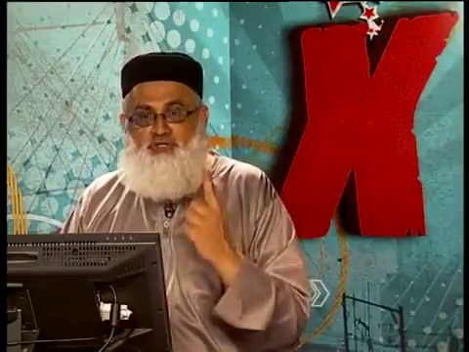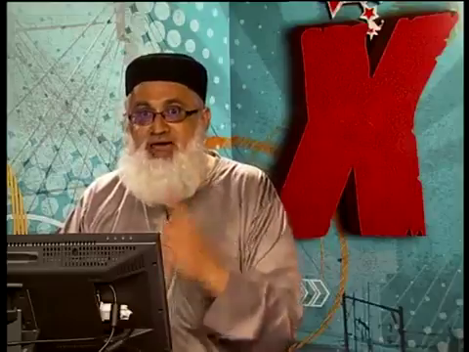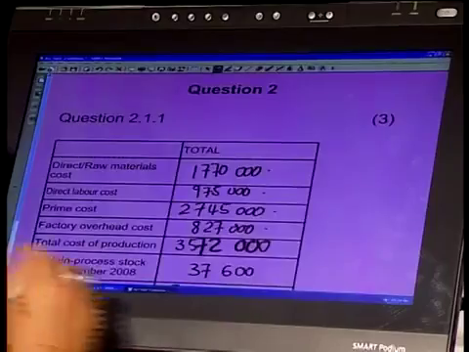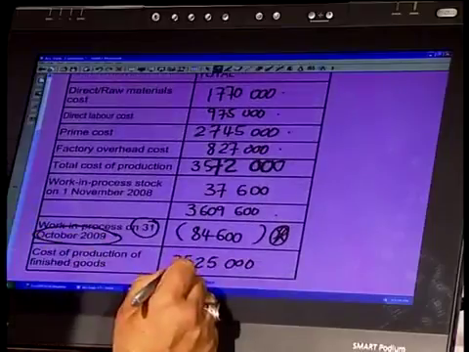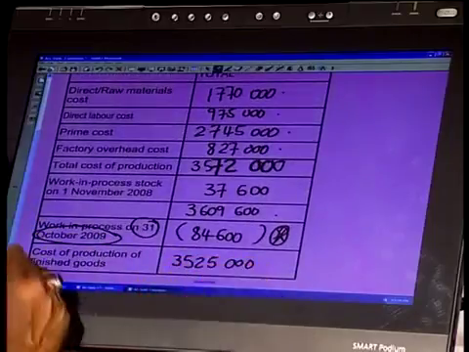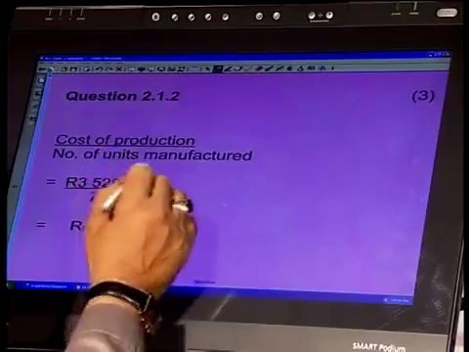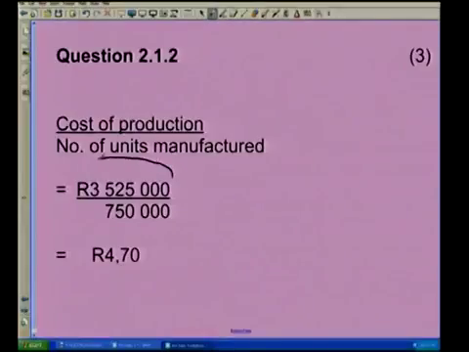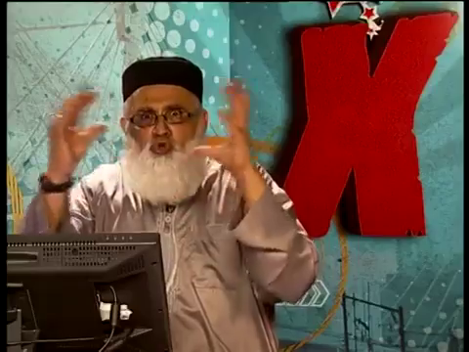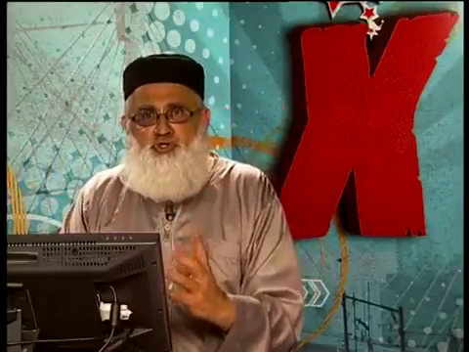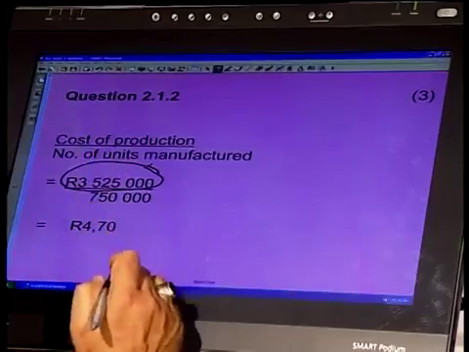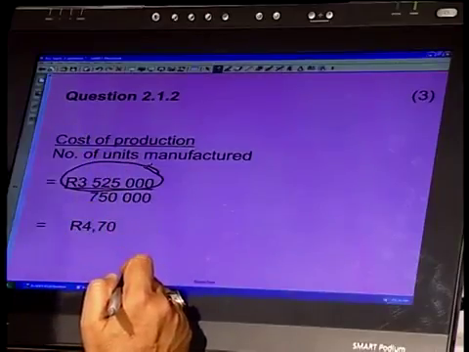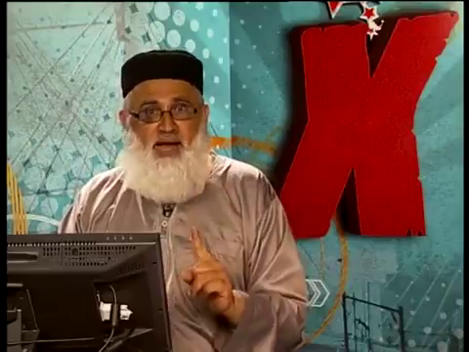You're going to apply your ratios when it comes to the examination. What are you expected to calculate? The unit cost of production. In order to do this, you need to take your total cost of production. Remember, we calculated it. Here goes, 3,525,000, and therefore that's where we're going to use that figure, 3,525,000. You're taking the total cost.